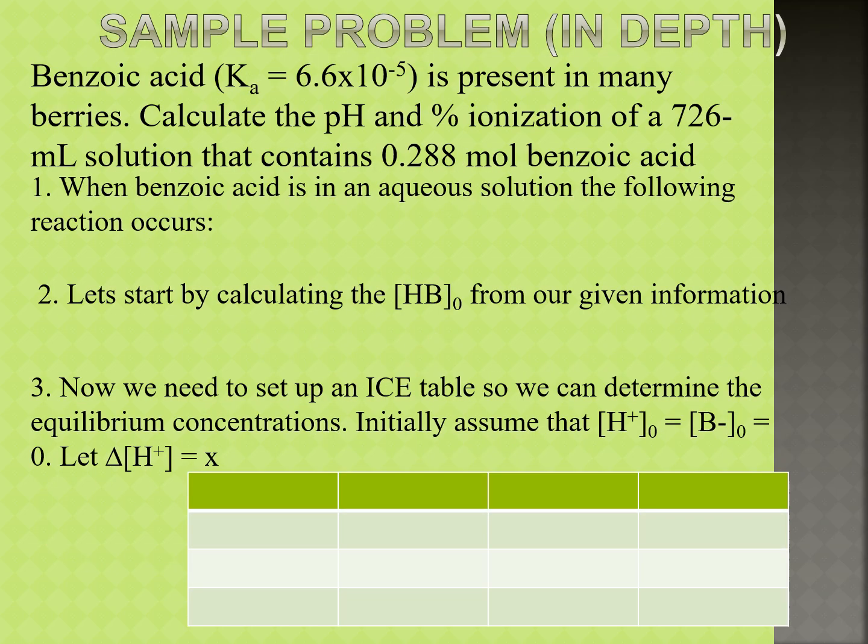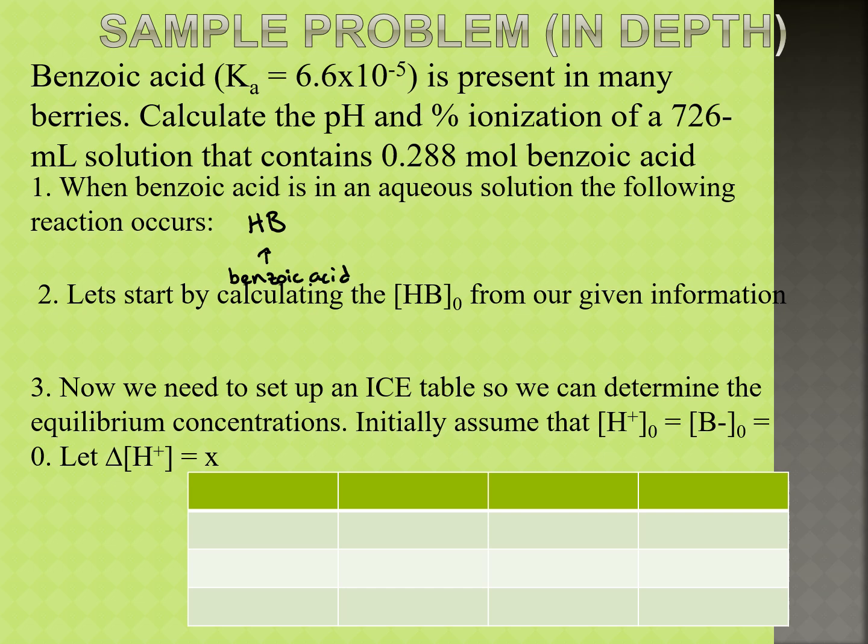Let's work a sample problem where I've got benzoic acid, and we're going to calculate the pH and the percent ionization of this benzoic acid. This is one of our in-depth problems, so we're going to follow it along step by step with my numbers that are there. It says, when benzoic acid is in an aqueous solution, the following reaction occurs. What this is telling us is that benzoic acid is not one of our strong acids. I couldn't tell you off the top of my head what the formula was for benzoic acid. I could look it up and write it out pretty easily, but we don't need that. All we need is that benzoic acid, which we're going to show as being our weak acid. So this is benzoic acid for our purposes.